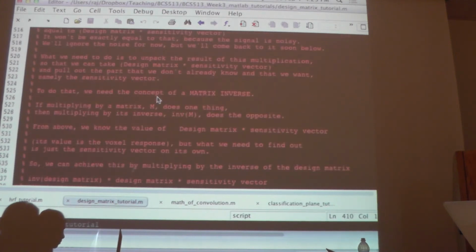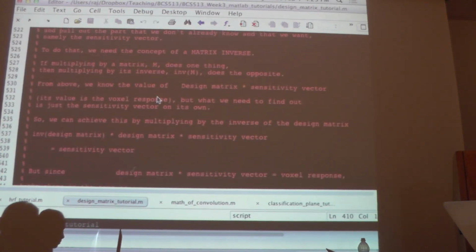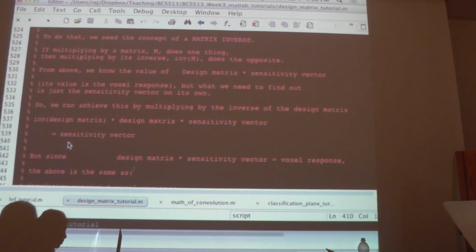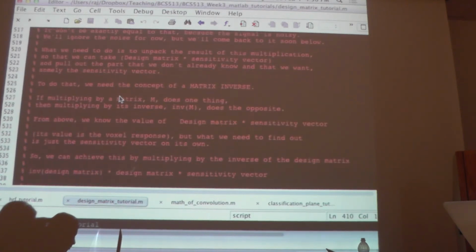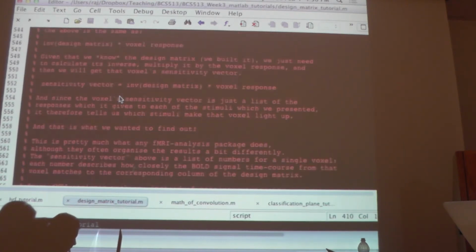So you end up with the sensitivity vector being 1 over the design matrix, which is the inverse of the design matrix. It's actually the pseudo inverse of the design matrix. We can talk about that offline, that's more than we need to get into at this point. So if I want to recover the pure sensitivity vector, or my estimate of the sensitivity vector, I'm going to take the voxel response and multiply it by what in effect is 1 over the design matrix, which in linear algebra terms is called the pseudo inverse of the design matrix. Okay, so that's what we're going to do.